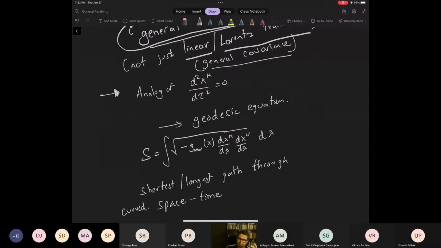And so now roughly, what we started when we said we want a merger of special relativity plus the laws of gravity.